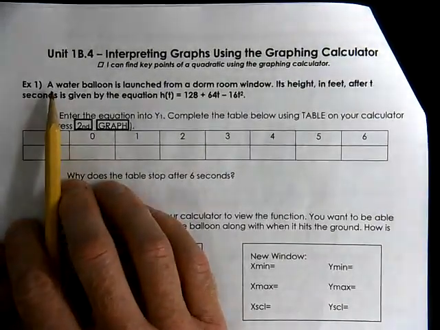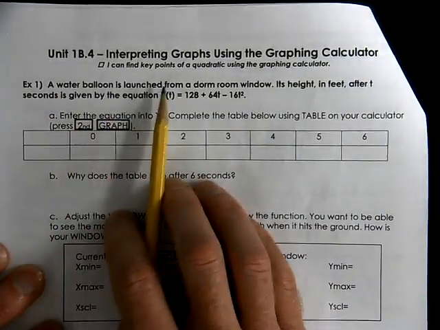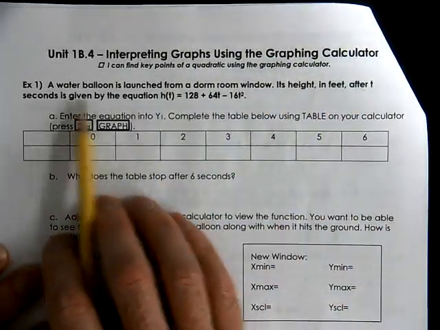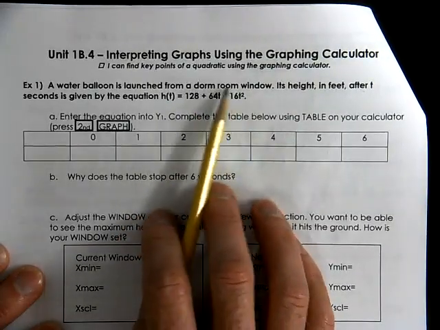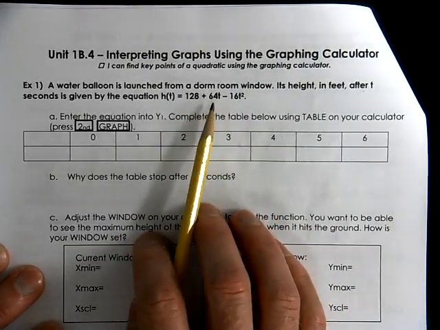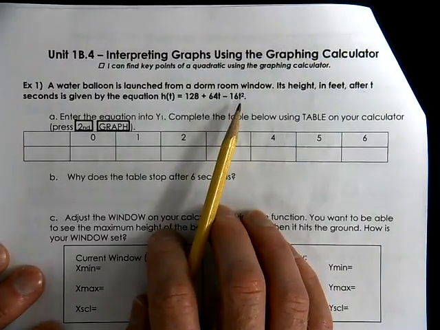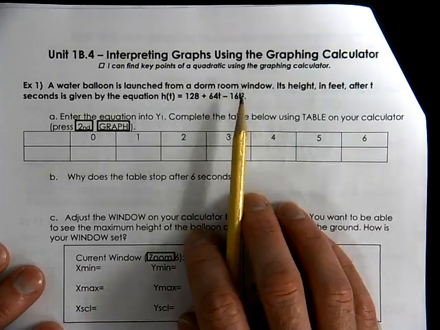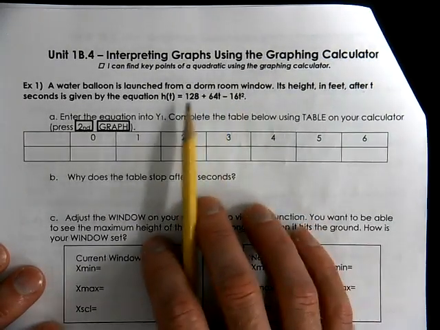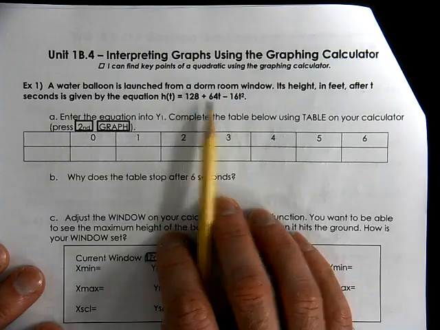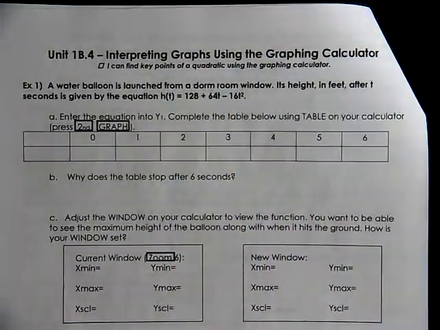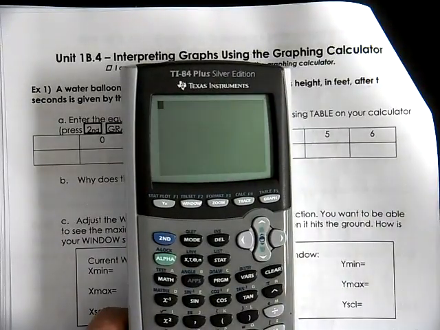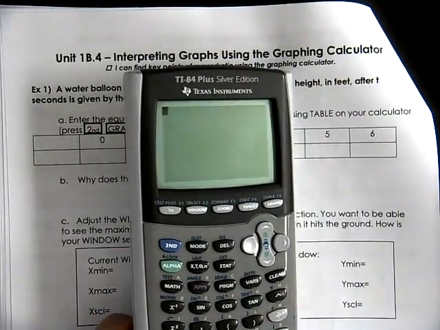What we noticed here for the first question is we have a water balloon, and it's launched from a dorm room. The height in feet after t seconds is given by our equation. So you could answer a lot of questions just using the information that we know. Line of symmetry is negative b over 2a. We could find vertices. We know what y-intercepts are. You could answer a lot of the questions using the skills that we already know. But we're going to talk about how to use the graphing calculator.